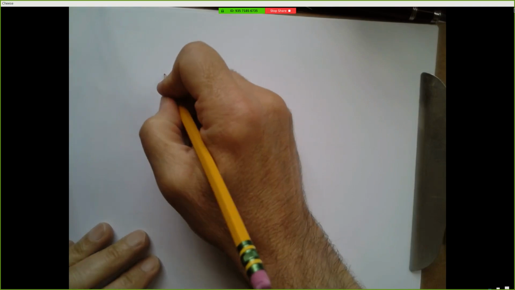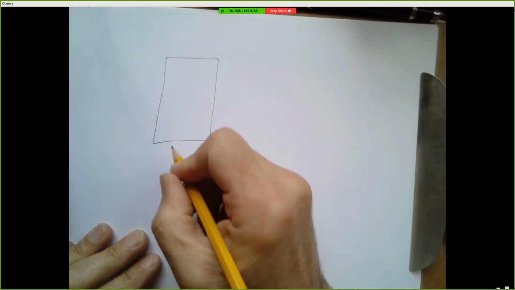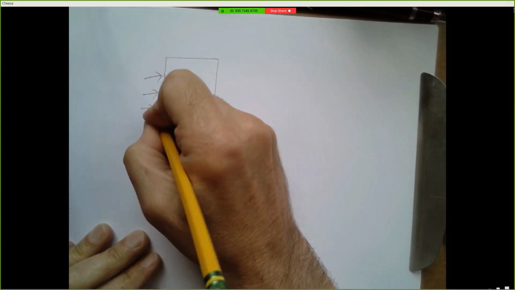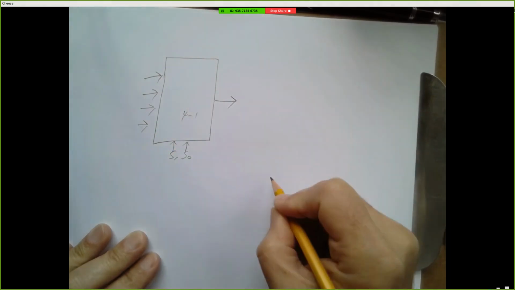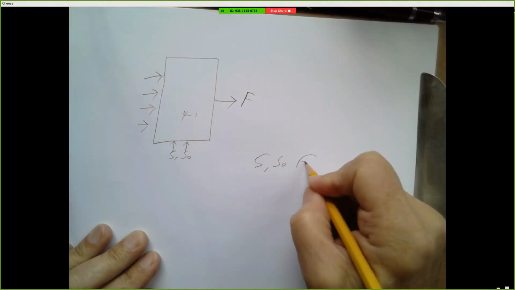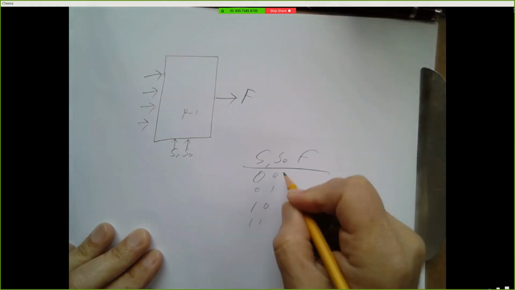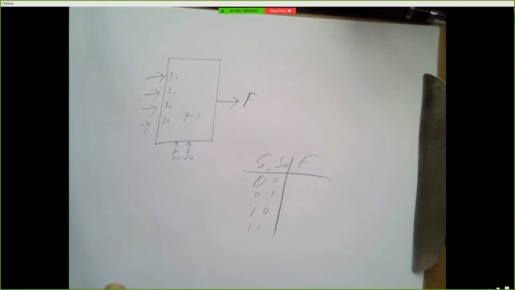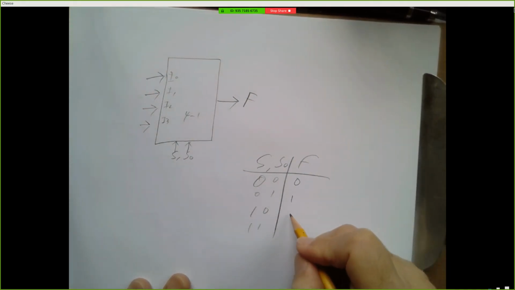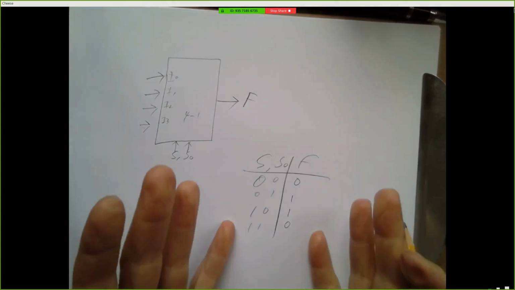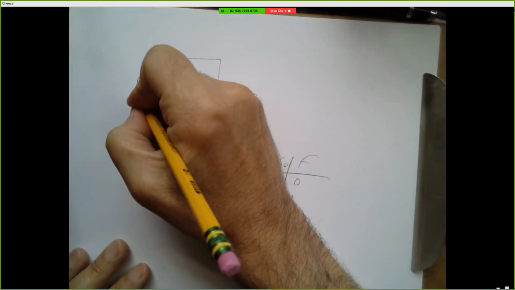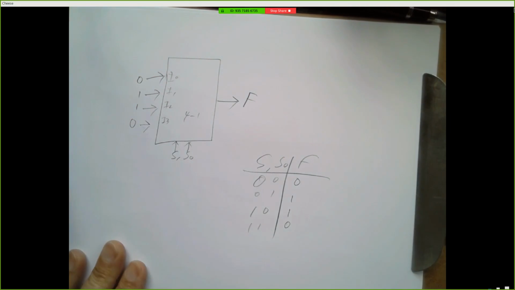Let me leave you with one more thing, and we'll talk more about this on Thursday. So here's a 4 to 1. Let me call my output F. And this is I0, I1, I2, I3. Suppose I want to implement some random function. I don't know what, I'll just call it 0, 1, 1, 0. I want to build a circuit that does this. I don't need to do sum of products and so on. Here's what I can do. I can just feed these values into the 4 inputs of a multiplexer.